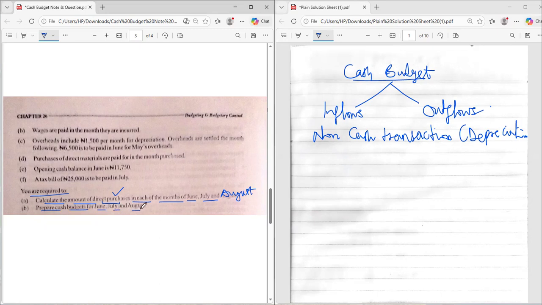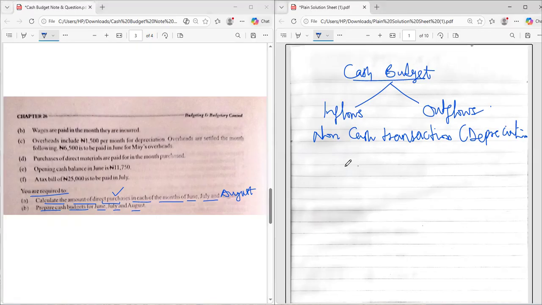So they say we should calculate the amount of direct purchase in each of the months of June, July, and August. Then part B says prepare the cash budget for June, July, and August. Now, it simply means that today's topic is not just going to be cash budget. Let's dive a little bit deeper. So we understand cash budget, now let's look at operational budgets.